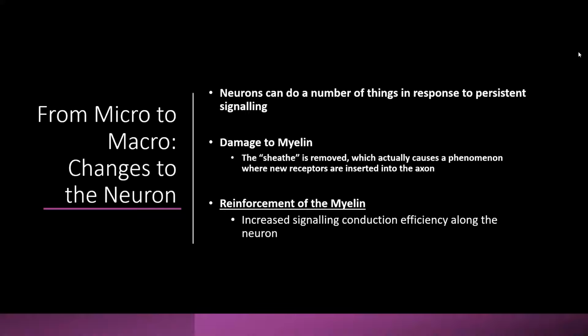When that sheath is removed, it actually causes a phenomenon where sometimes new receptors are inserted into the axon, that conducting wire, which usually doesn't produce information, it just sends information. These new little receptors will cause significant changes to what we feel in those areas.